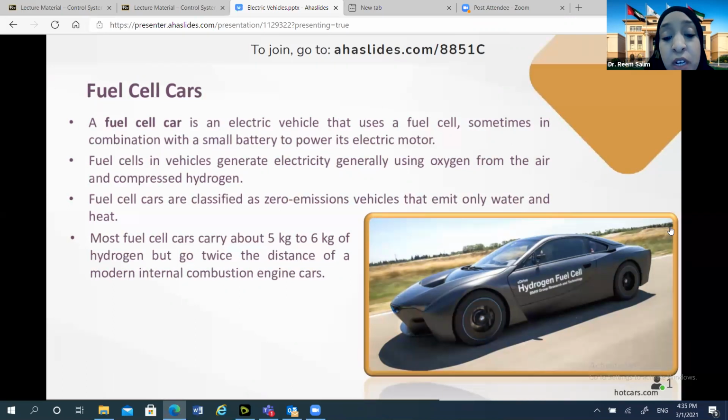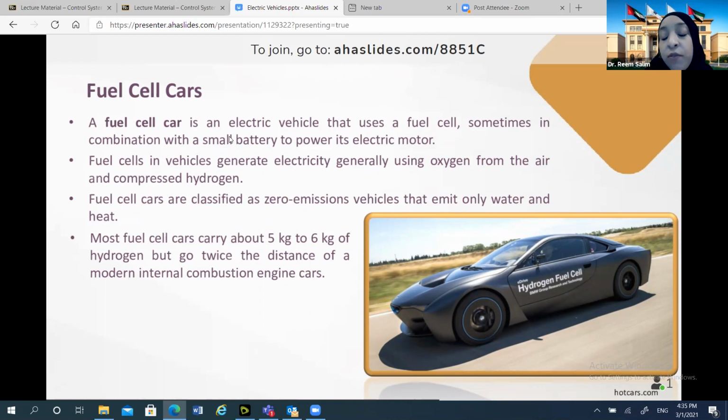Now, the last type of electric car that we're going to speak about is the fuel cell car. I'm pretty sure most of you don't know what a fuel cell is, so I'm going to explain what a fuel cell is and how it operates later on. Basically, a fuel cell car is an electric vehicle that uses hydrogen and oxygen as fuel. This is all it uses.